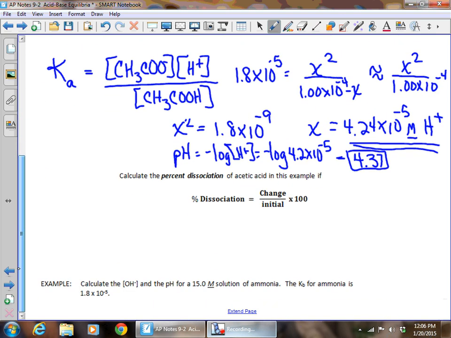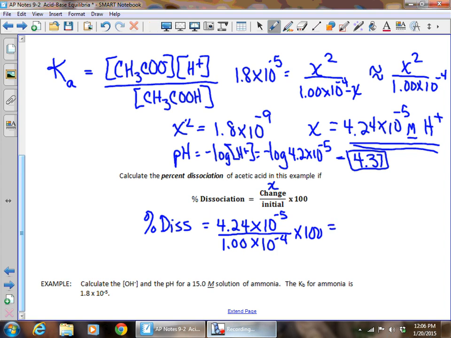Let's look at another similar, well, first of all, let's look at how we determine the percent dissociation, because they often ask for this. It's the change divided by the initial concentration. Change is X. Okay, so to get the percent dissociation for this particular problem, we need to take the X value, which was 4.24 times 10 to the minus fifth, divide it by the initial concentration, which was 1.00 times 10 to the minus fourth, times 100, and we get a percent dissociation of 42.4%.